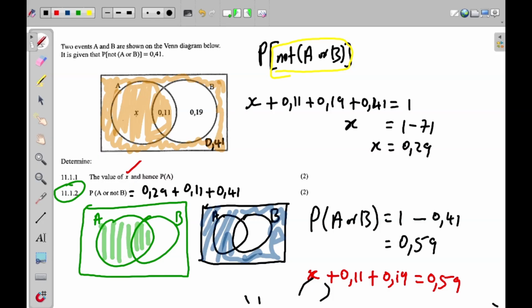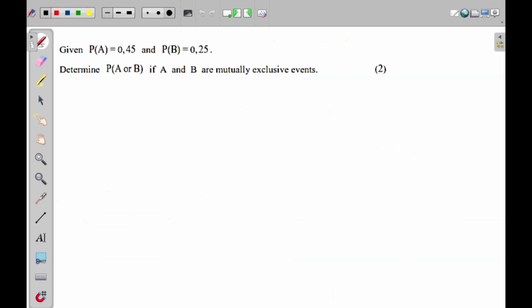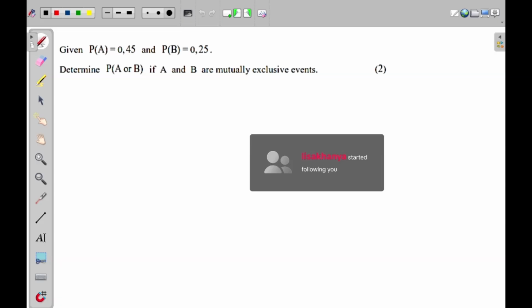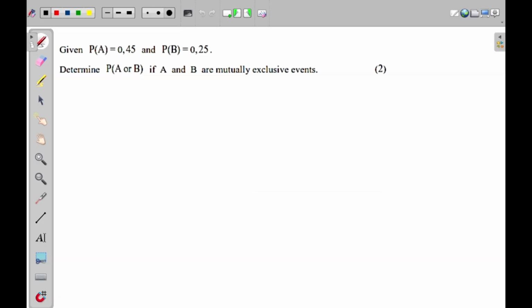Right. Let's look at another one. Here, there's no Venn diagram given. All that you are given, you are told that the probability of A is 0.45, the probability of B is 0.25. Now, you are asked to determine the probability of A or B on this one condition. What is the condition? Well, the two events are mutually exclusive. And what does mutually exclusive mean? There is no intersection. So in other words, the probability of A and B is 0. You got to remember that.